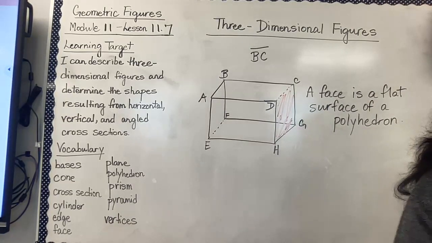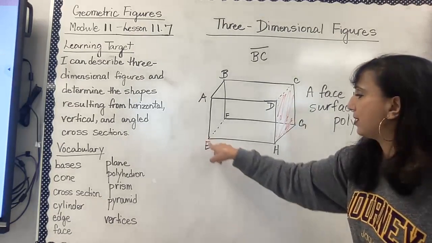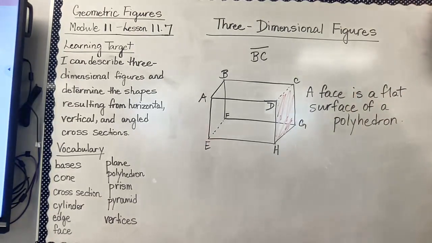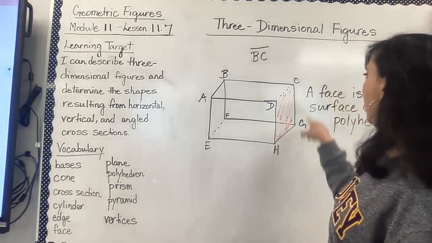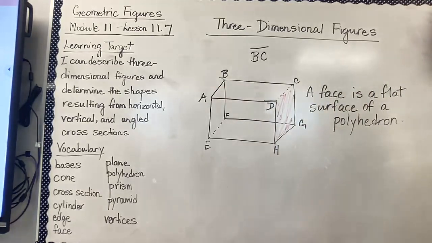Okay, and what is a vertex? Vertex, such as E, for example, is where 3 or more faces of a polyhedron intersect. And vertices is the plural of vertex. So these are all my vertices that I have, the A, B, C, D, E that I have over here.